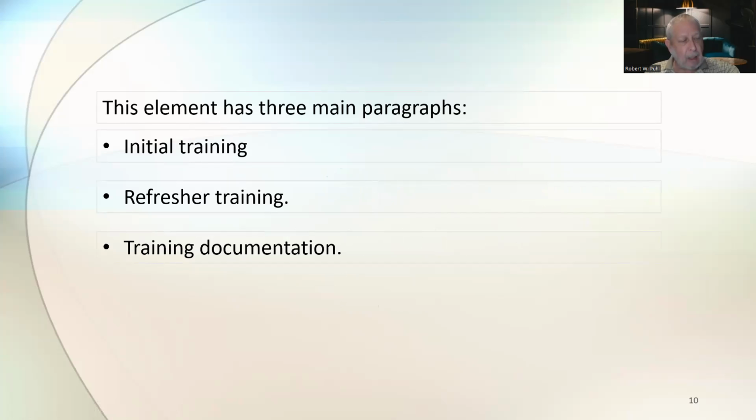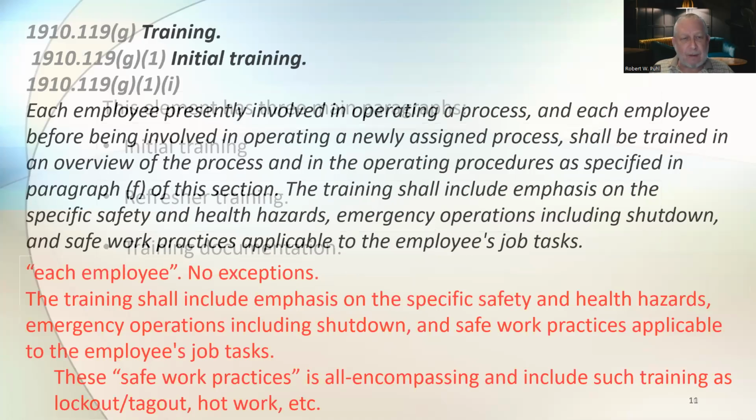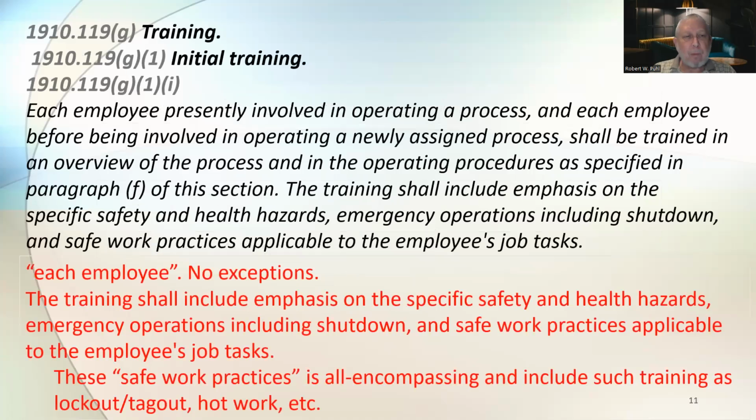And a lot of this stuff applies to any training program, whether it's process safety management or not. All right, each employee presently involved in operating a process and each employee before being involved in operating a newly assigned process shall be trained in an overview of the process and in the operating procedures as specified in paragraph F, which we just talked about, of this section. The training shall include emphasis on the specific safety and health hazards, emergency operations, including shutdown, and safe work practices applicable to the employee's job tasks.